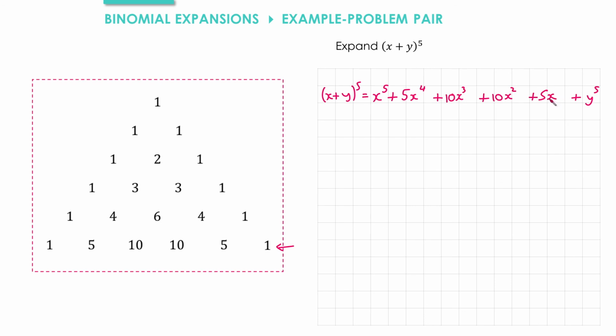Then we'll fill in the powers of y increasing, none in the first term. And we've got y, y squared, y cubed, and y to the 4.